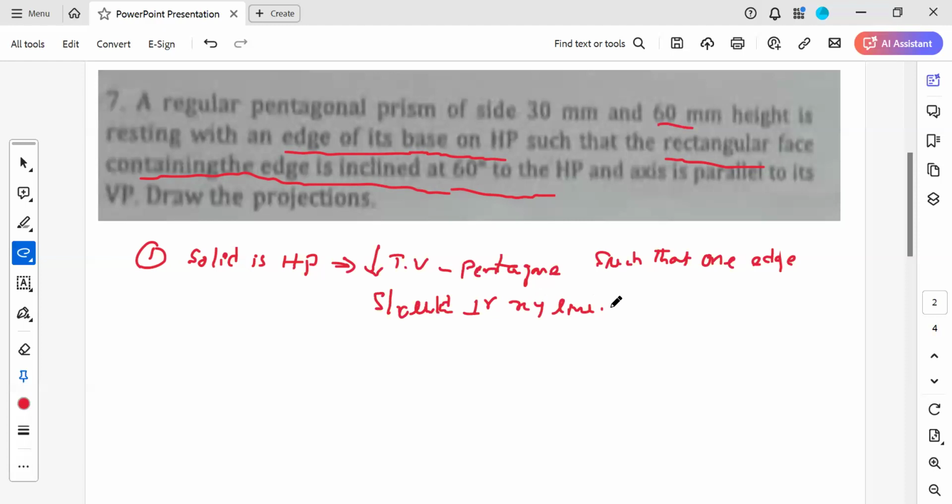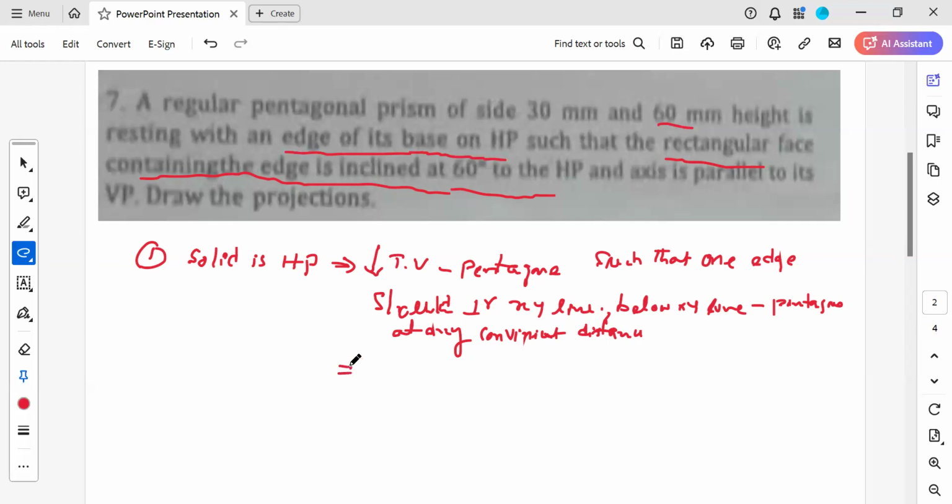Here the distance in front of VP is not given. So below the xy line, you can draw the pentagon at any convenient distance. One edge should be perpendicular to the xy line. So first we need to draw the top view.